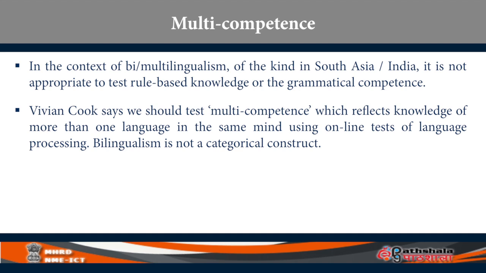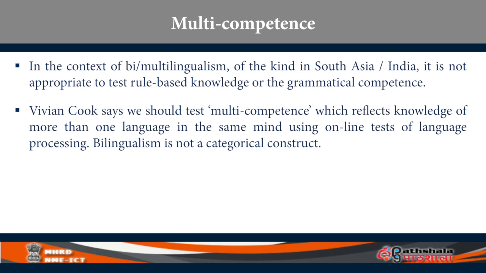Vivian Cook, a well-known psycholinguist, has talked about this notion of multi-competence. She says that it reflects knowledge of more than one language in the same mind. One can test this multi-competence using online tests of language processing. Also, many psycholinguists argue that bilingualism is not a categorical concept. That is, you cannot classify people into bi or mono. It's not a two-way distinction. There are degrees of bilingualism.